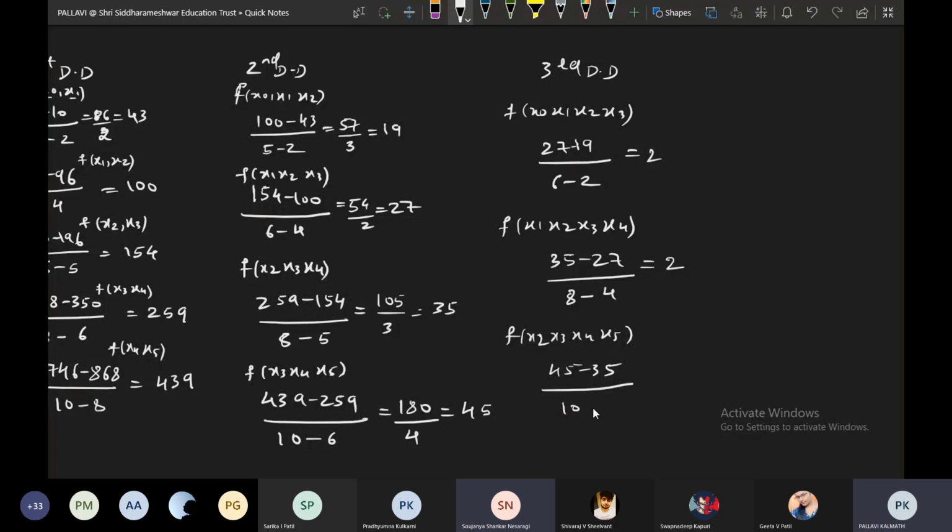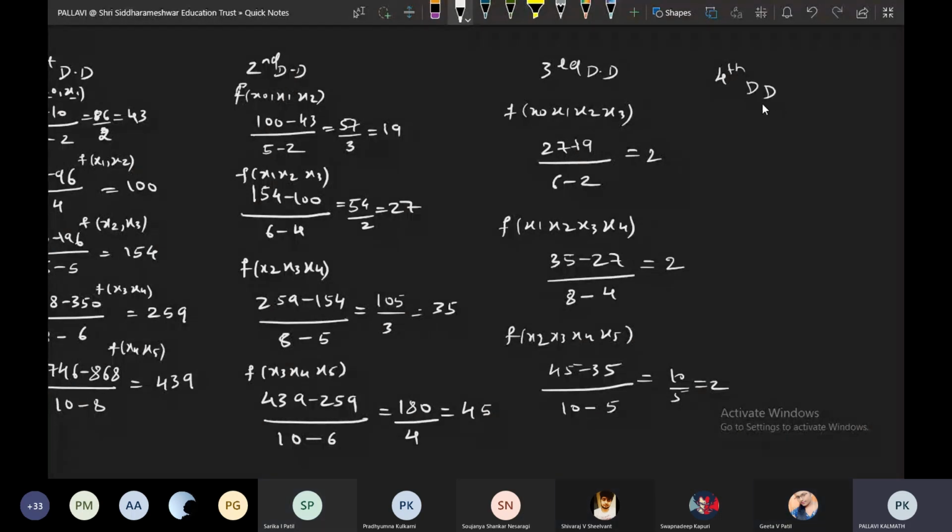Next, what is this? 45 minus 35 is 10, divided by 5, and it is 2. What about the fourth difference? All the values are 2: first, second, third.